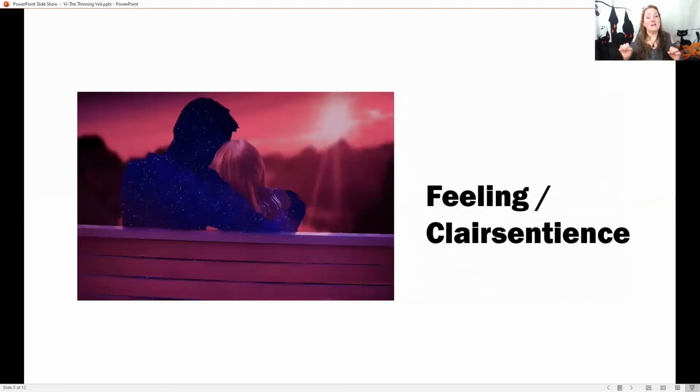So feeling, clairsentience. Clairsentience is when you just get a feeling. You may feel like somebody comes up and gives you a hug, or comes and sits next to you, or touches you on the shoulder, or brushes your hair. Especially in the case of a loved one or angels, you're going to feel a sense about you. You're going to feel the energy change a lot of times, especially with powerful archangels like Archangel Michael. You're going to feel the energy around you shift.